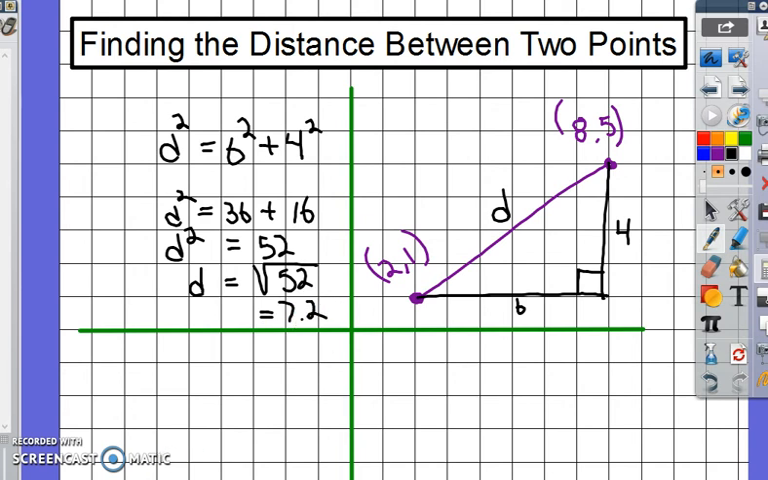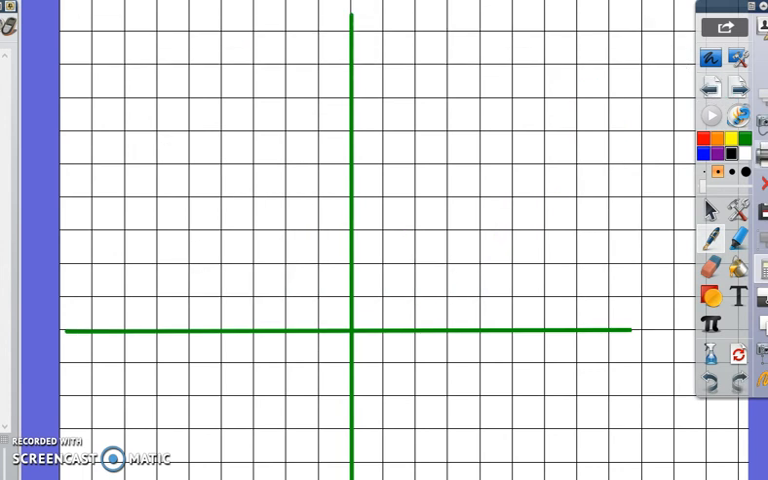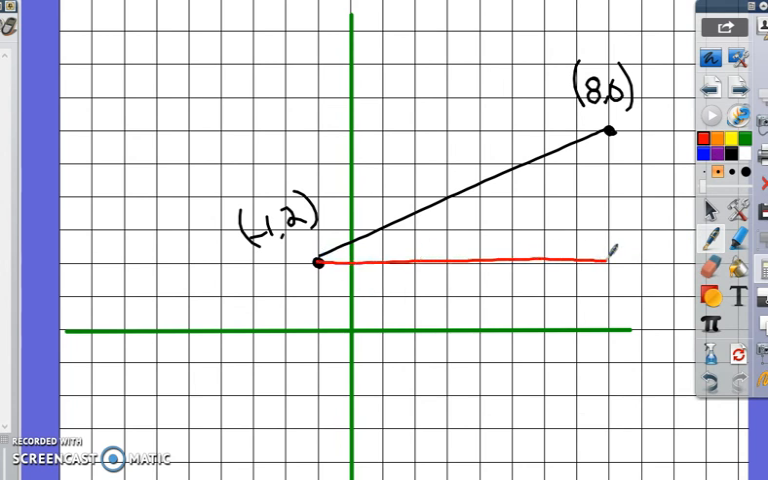So we'll do that with these things by simply taking, if I have a point of (-1, 2) up to whatever this is, (8, 6). To find this distance, I'll just calculate this length by subtracting the x-coordinates. 8 minus negative 1 is 9. And I'll find this height by subtracting the y-coordinates. 6 minus 2 is 4.